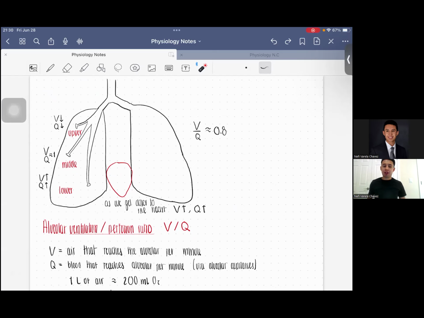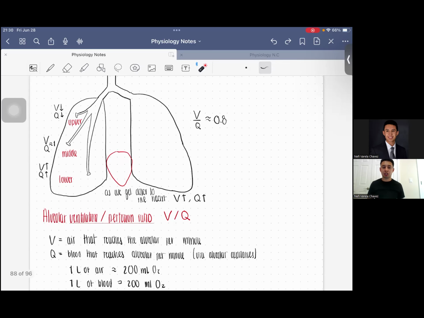I'm going to describe another ratio that is going to be the alveolar ventilation and perfusion ratio, V over Q. V is going to be the air that reaches the alveoli per minute, and Q is going to be the blood that reaches the alveoli per minute. Again, we're talking about the elements that are participating in gas exchange. And as we descend in the lungs from the upper to the lower lung, we're going to see that the values for V and Q are going to get higher.